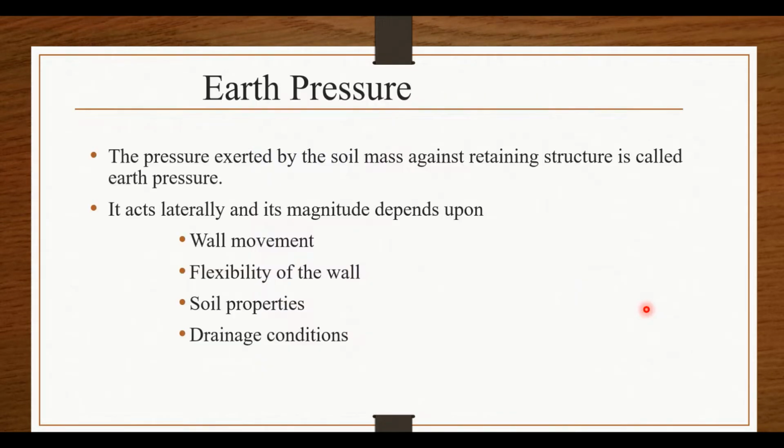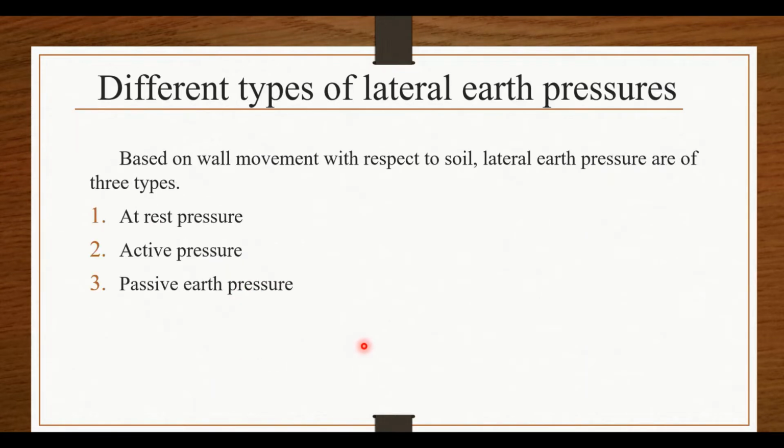Now let us see what is earth pressure. The pressure exerted by this soil mass against the retaining structure is called earth pressure, and it acts in the horizontal or lateral direction, and its magnitude depends on few conditions such as wall movement, flexibility of the wall, soil property, and the drainage condition available.